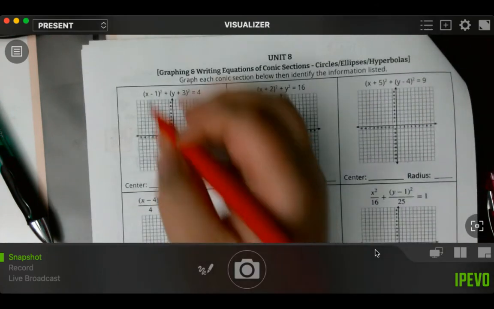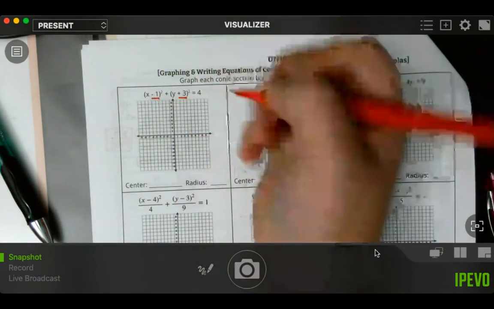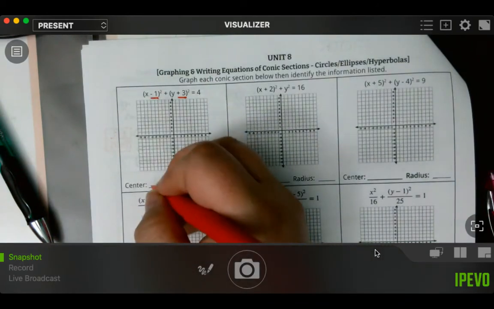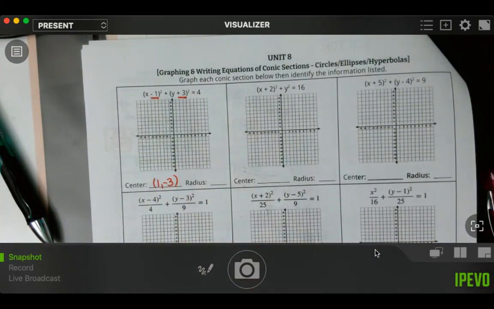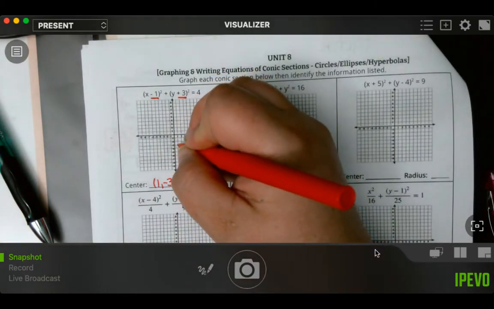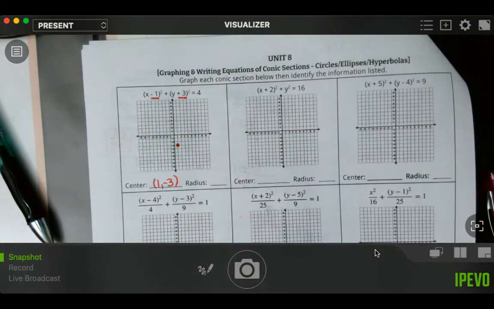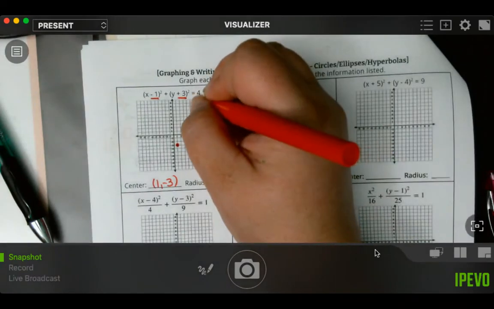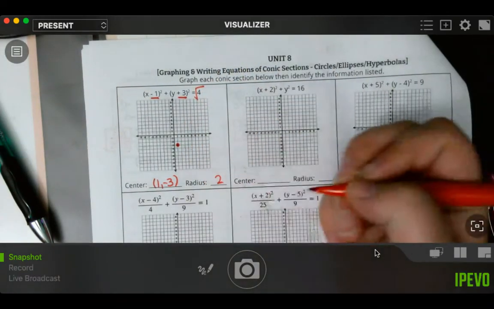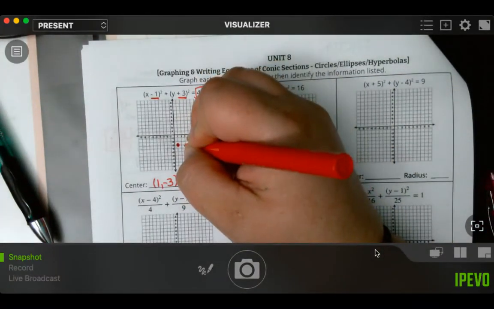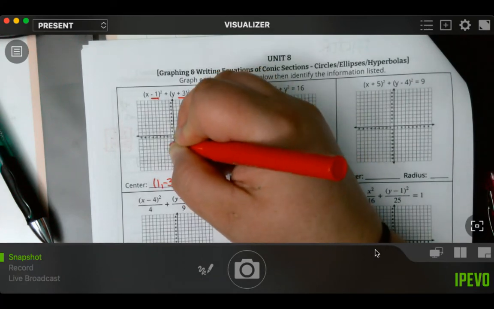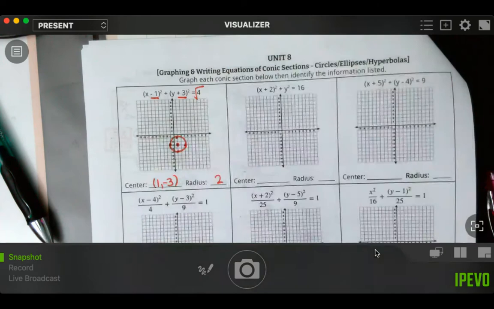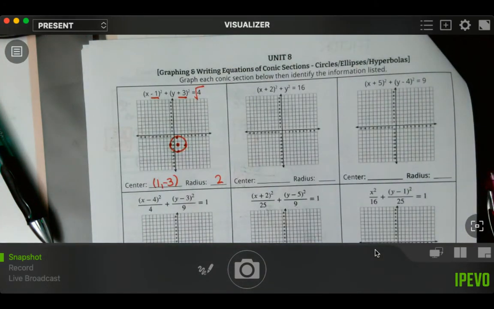For a circle, your center is these two numbers, but they both have to be the opposite. So our center is actually going to be 1, negative 3, instead of negative 1, 3. Boom. The radius is the square root of this number, which is 2. So you go 2 in every direction, and you draw yourself a circle. Done.